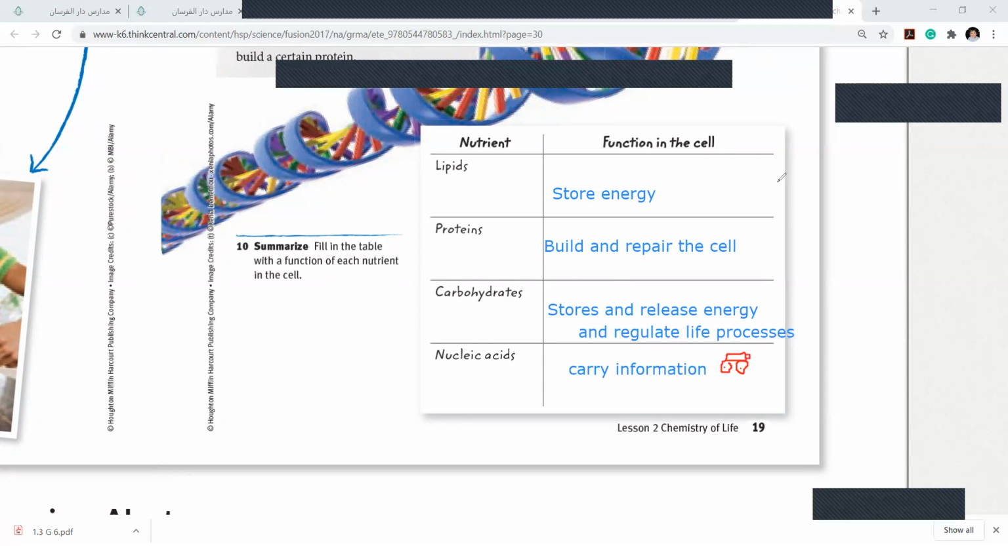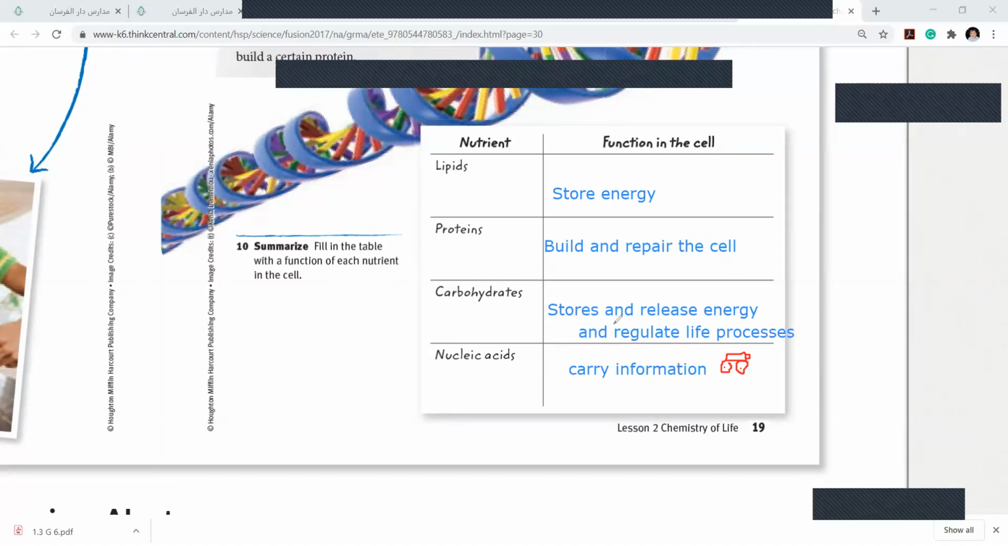Okay, so nucleic acids carry information. Lipids and carbohydrates, like when you take rice and lipids, these are oily things. These are very good for storing and releasing energy. Protein is for building and repairing the cells. In the same way, for my body, when I take protein, it builds the muscles and everything like that, building and repairing the cell and functioning in the life process.